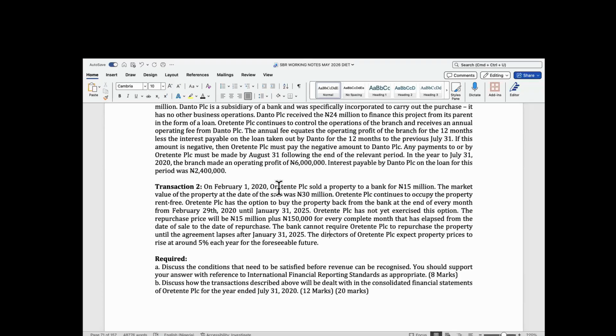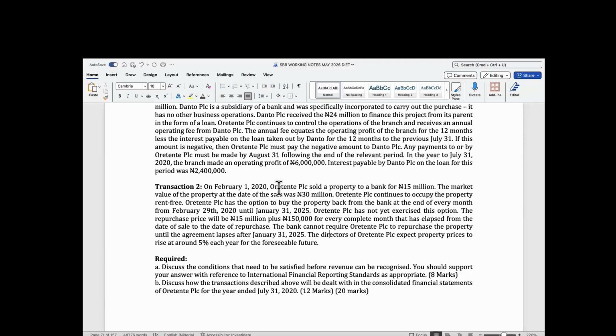It has the right to purchase, to repurchase, as a seller. Is a put option. No, call option. Yeah, the call option. So the put option is where the customer has the right to request for repurchase. Okay, good.